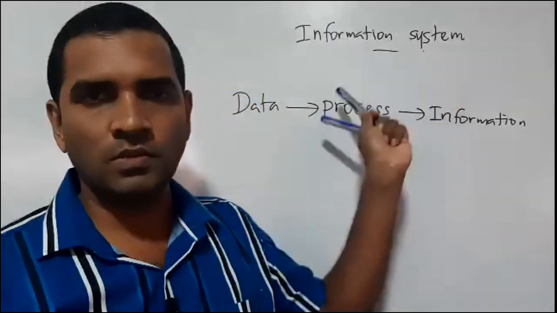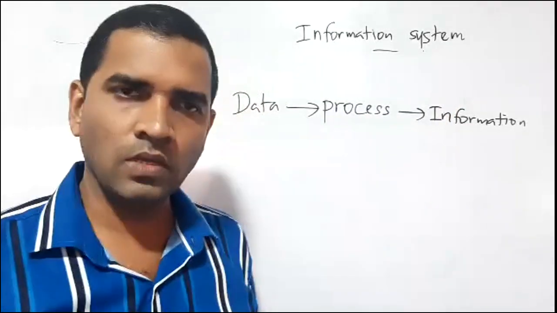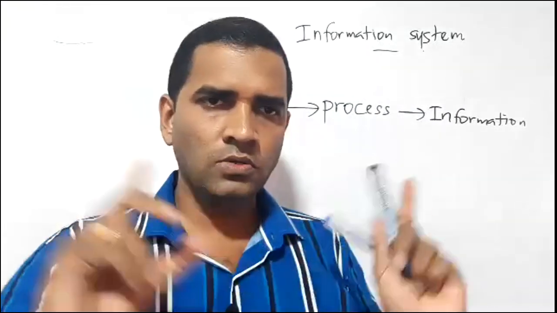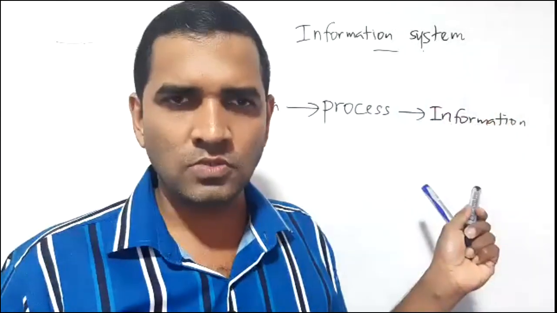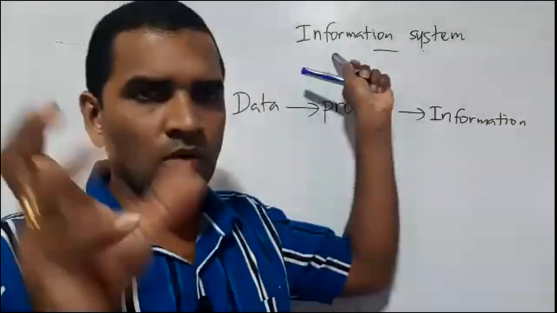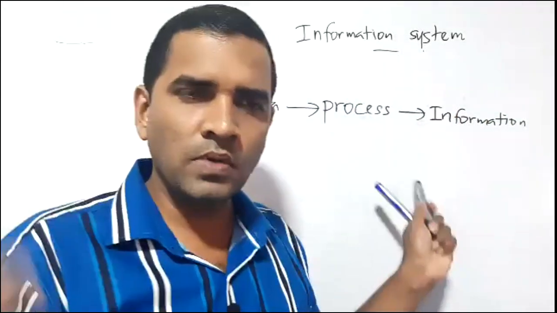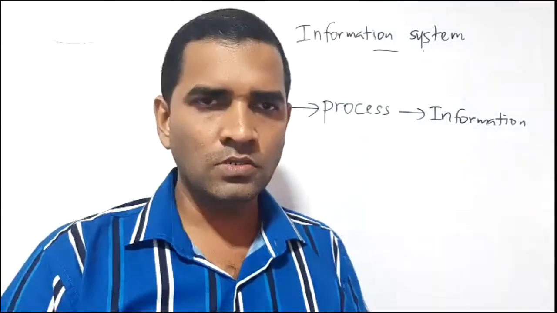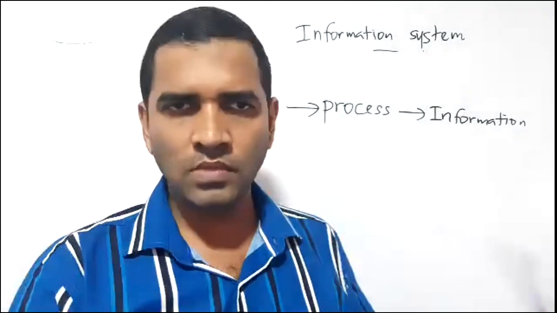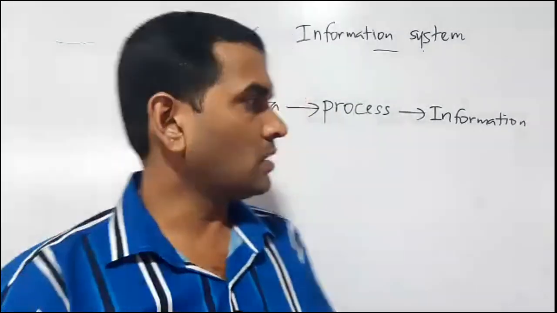So when it comes to the definition for information system, you don't need to define the term system because we already studied it. You need to focus on this word, information system. So we can simply say that it's a system which converts data to information. You don't need to explain about system in this particular definition.